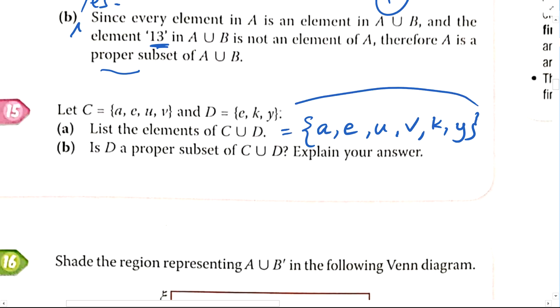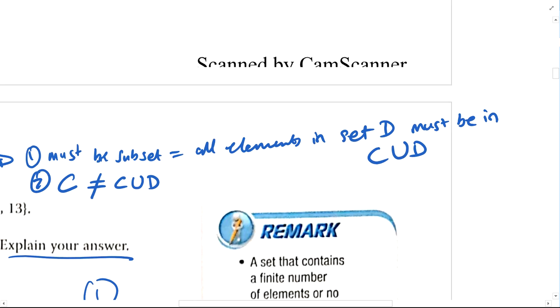Okay, so this is my C union D. Are all the elements of D found inside here? Are they all found there? Yes, right? We've got E over here, we've got K, and we've got Y. Okay, first condition is met. So it is a subset. C is a subset of C union D.